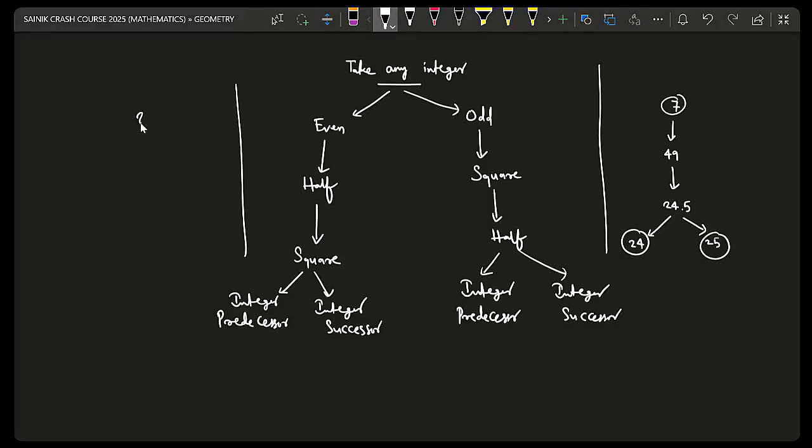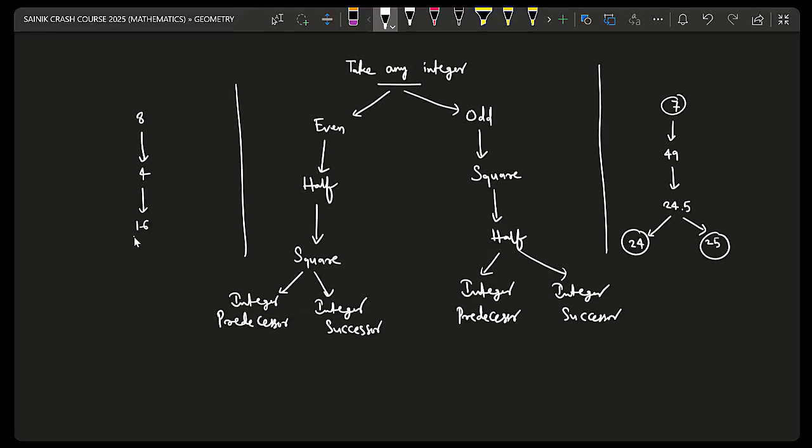So for an even number, what is the first step? Sir, we have to do half. Okay, what is half of 8? Sir, 4. Okay, then we have to square it. 4 square? Sir, 16.